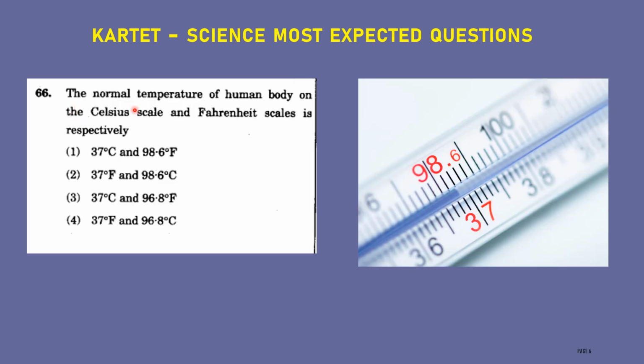Next question. The normal temperature of the human body on the Celsius scale and Fahrenheit scale is respectively. The correct option is option first, 37 degrees Celsius and 98.6 Fahrenheit. Listen here. This is the Celsius scale. This is the Fahrenheit scale. The normal body temperature of the human body is 37 degrees Celsius, then 98.6 Fahrenheit.